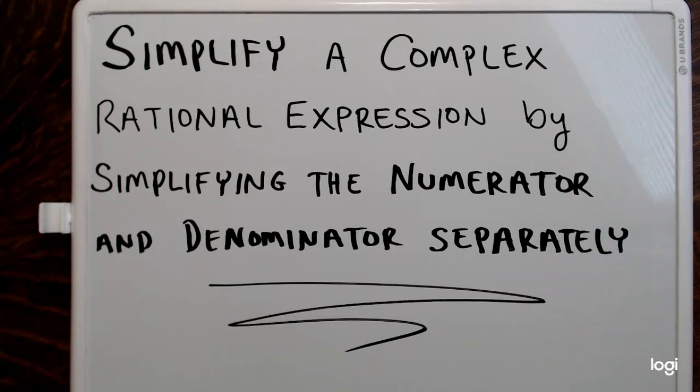I've just got a few examples here that we're going to simplify, meaning write the expression as a single rational expression and a simple one as well. So where there's only one numerator, one denominator, no fractions in numerators, no fractions in denominators, and the numerator and denominator have no common factor.